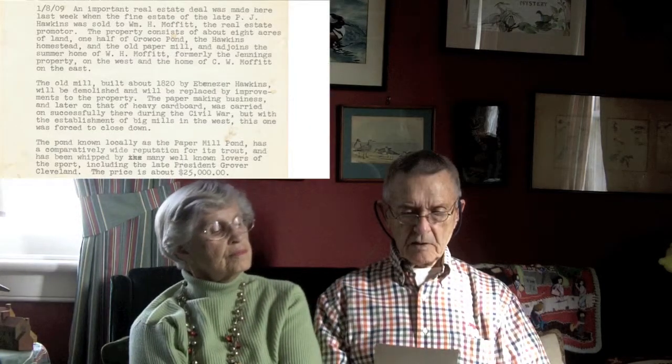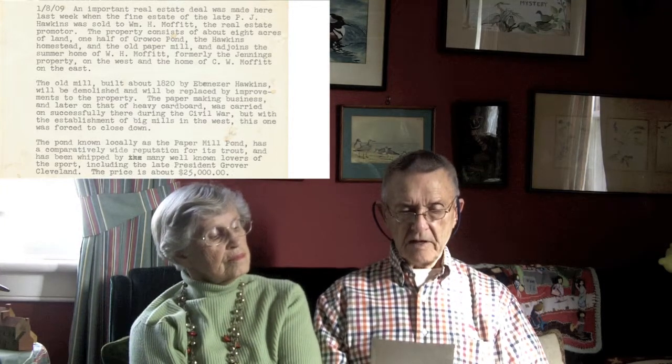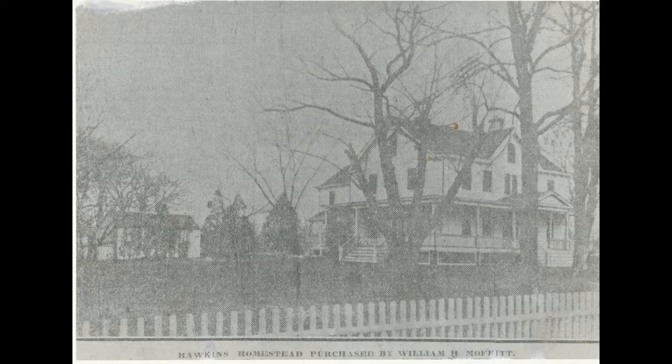It was moved about 1910, and it was so big that they had to cut the limbs off all the trees on Main Street. Mr. Moffett bought it. This was in the newspaper in January of '09. The old mill was built in 1820 by Ebenezer Hawkins, and that was demolished when they moved it. But they're very poor. But these are the pictures that appeared in the newspaper. And it says Hawkins Homestead purchased by William Moffett, now 86 South Bay Avenue.